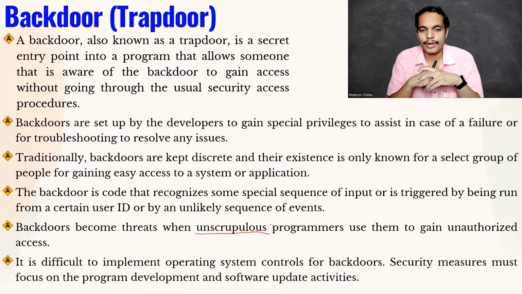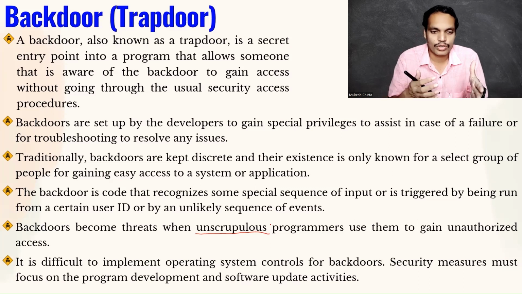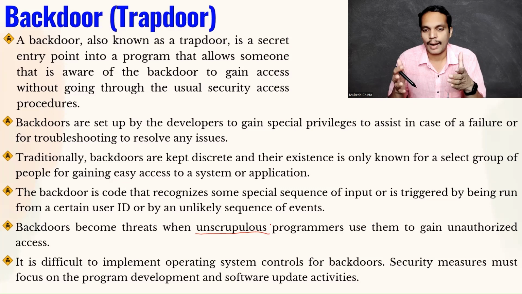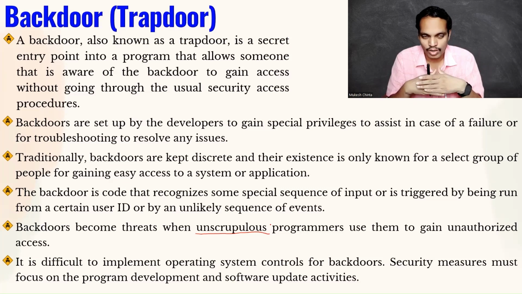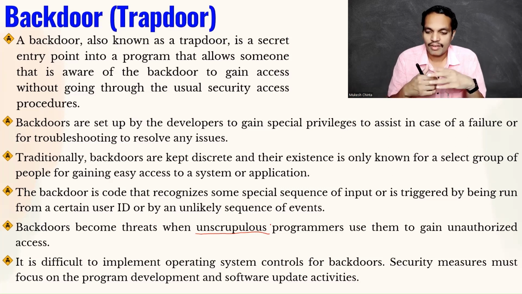So it is difficult to implement operating system controls for backdoors. Security measures must focus on the program development and software update activities. If you go on the internet and search for backdoor case studies, one I came across is the Foggy Web, which is a backdoor exploit targeted at SolarWinds' Orion network management software. It was a very big, well-documented case. If you want, you can go and look at it once: Foggy Web and also the SolarWinds Orion network management software.